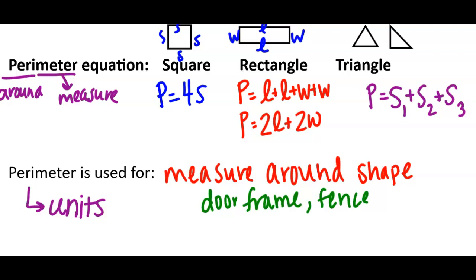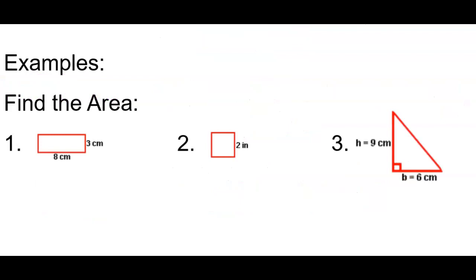And our unit is units, just simply units. It's not squared because it's not covering a surface. Okay, so let's do a couple of these. We're going to find the area. So you're going to use the equations that you just learned, and we're going to plug our numbers in.